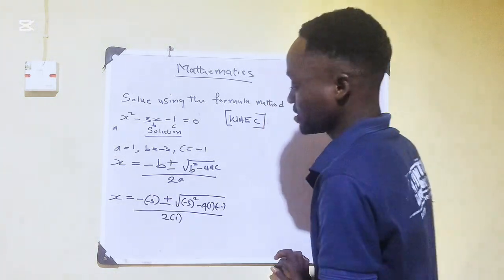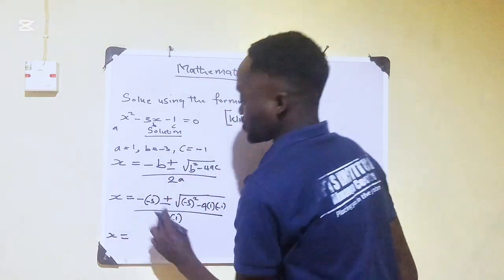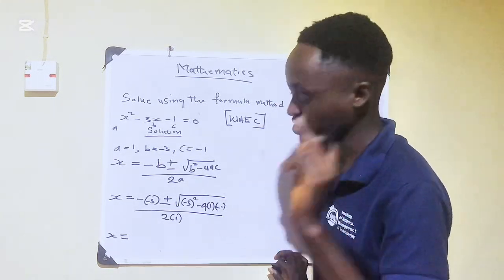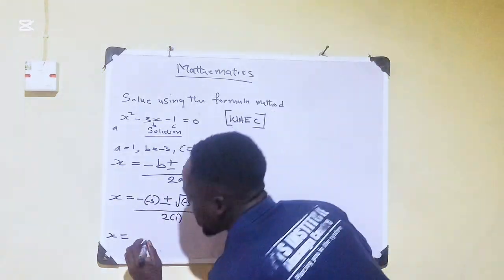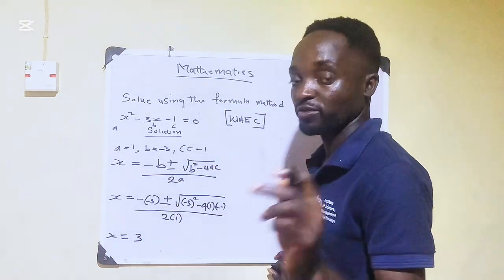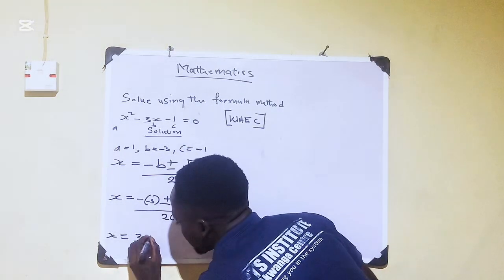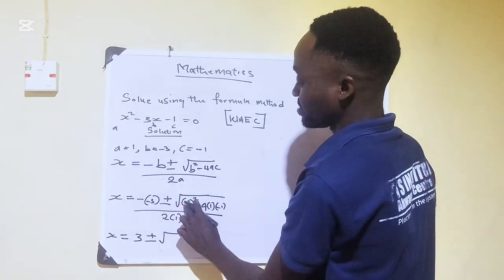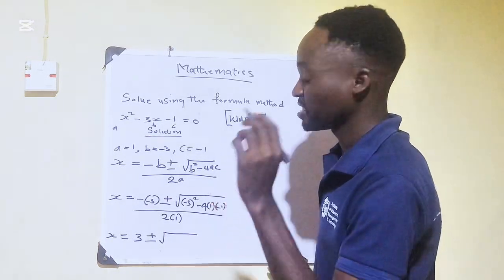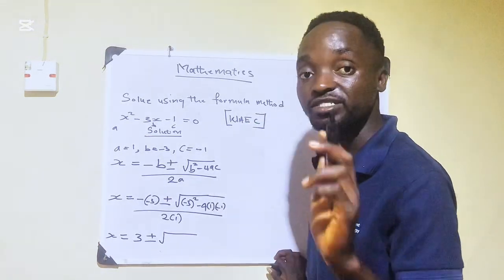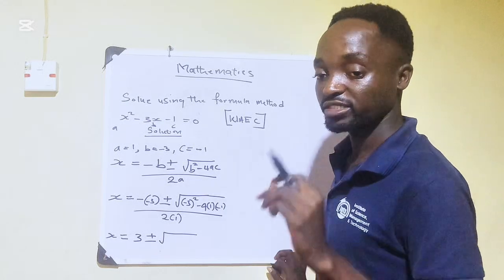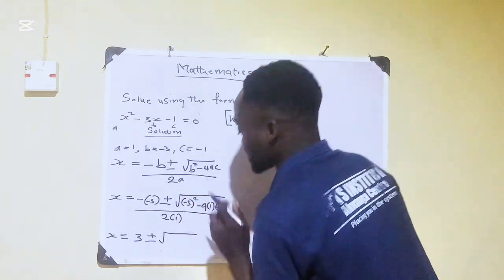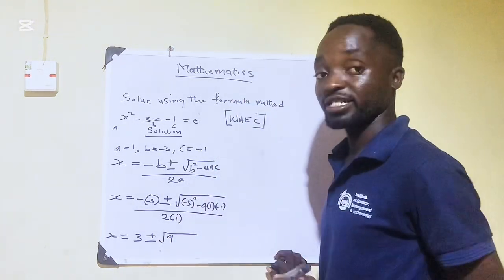Now let's open the brackets. So we have that x is equal to minus times minus 3. Remember, anytime you have minus times minus, it is going to be plus. So minus times minus 3 is plus 3. You don't need to write the plus at the front, just write 3. Then plus or minus the square root. Now we have minus 3 squared. That's the same thing as minus 3 times minus 3, which is plus 9, because 3 times 3 is 9 and minus times minus is plus. So you can just write 9.